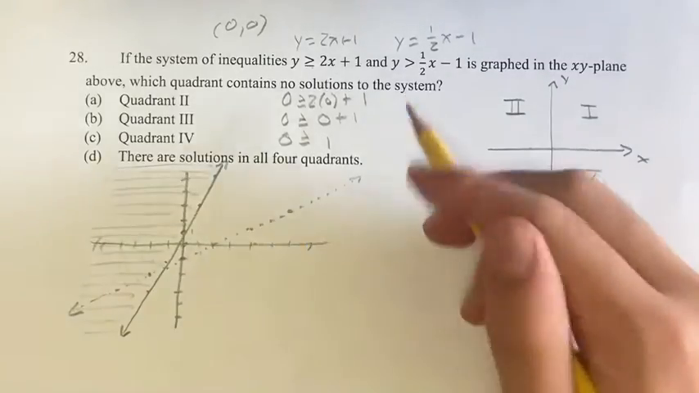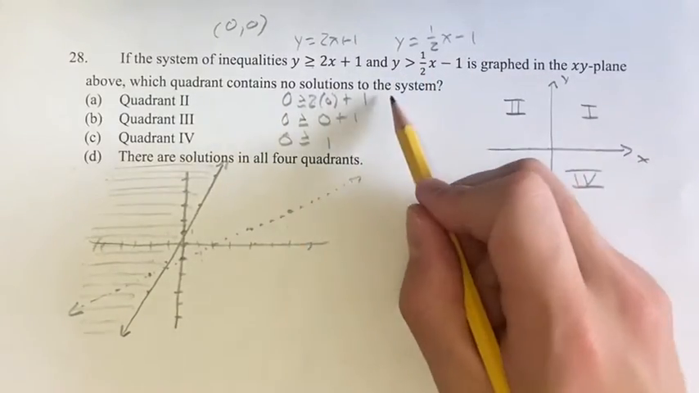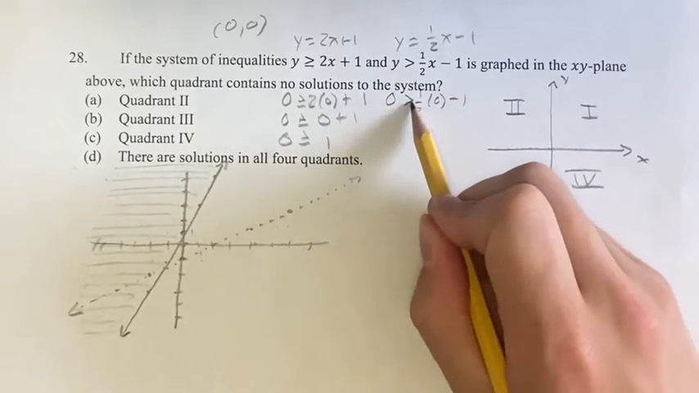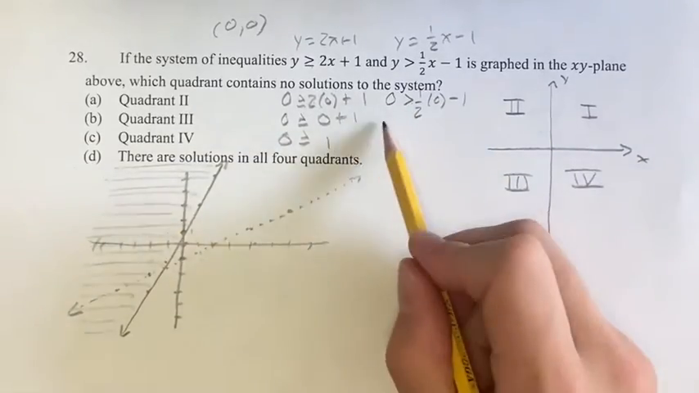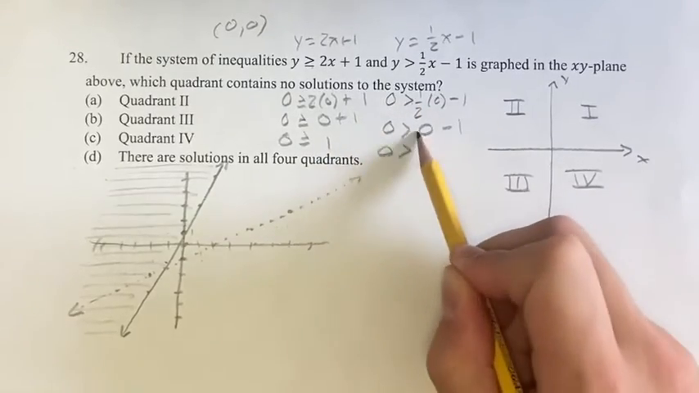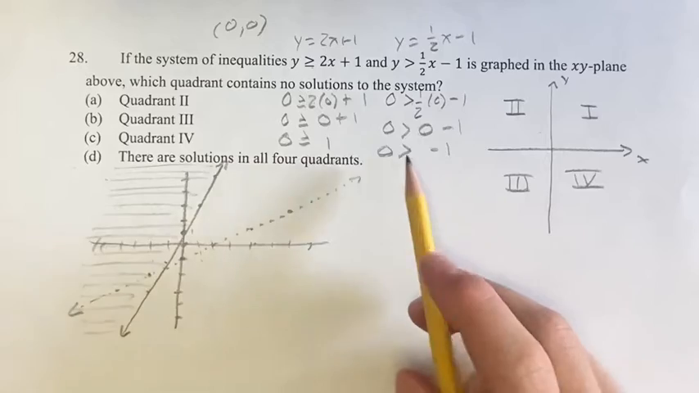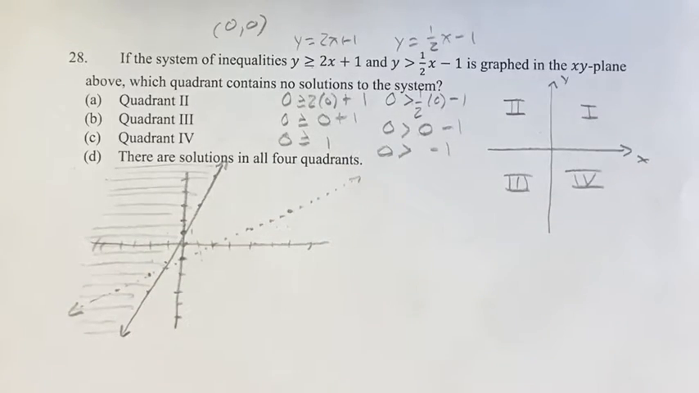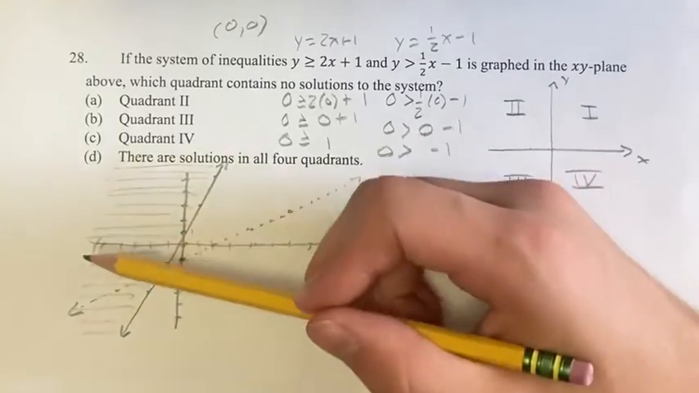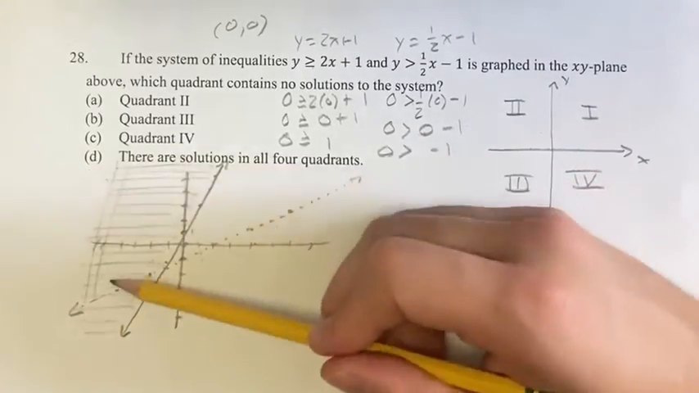Now for the other line, we have y is greater than 1/2 x minus 1, so plugging in (0, 0), we get 0 is greater than 1/2 times 0 minus 1. 1/2 times 0 is 0, minus 1 is negative 1. Is 0 greater than negative 1? Yes, it is. So therefore, the origin is a solution. So for this line, this half is the solution. So let's go the other way with our shading this time.